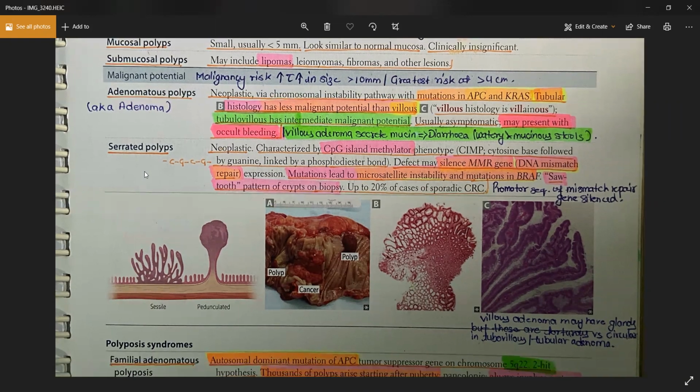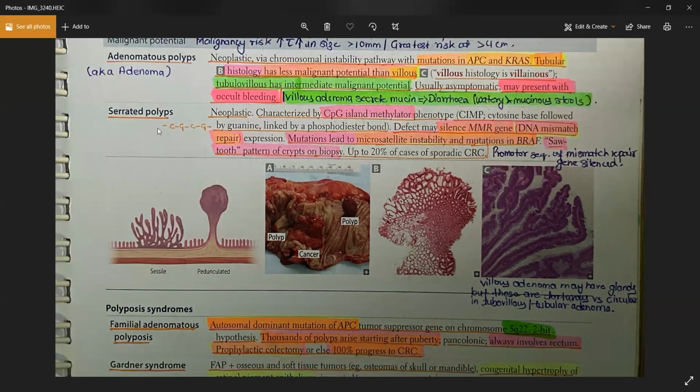And yeah, that would be all about the adenomatous polyp. It is nothing but just an outgrowth of the GI wall, right? And it is because of the mutation in the APC gene. Only after the mutation in the APC gene can you have the adenomatous polyp, and this adenomatous polyp is also known as the adenoma. Okay. Then comes the serrated polyp.